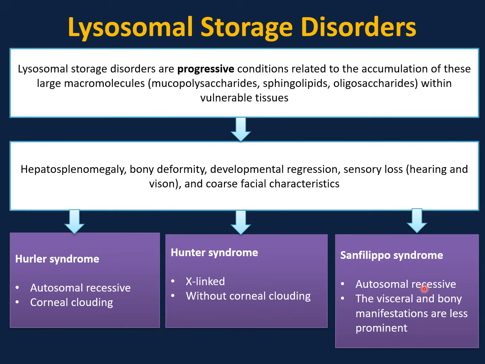Sanfilippo syndrome, autosomal recessive, they do not have visceral and bony manifestations similar to Hunter and Hurler, there are less visceral and bony manifestations in case of Sanfilippo syndrome, but they have large organs and developmental regression, coarsening of facial features.